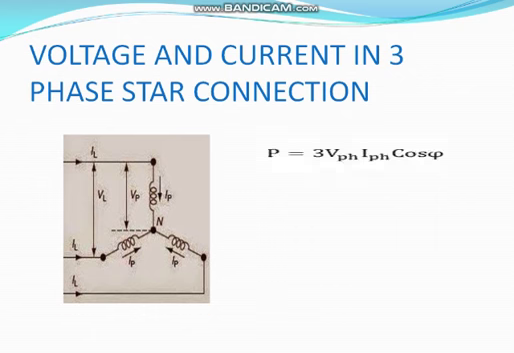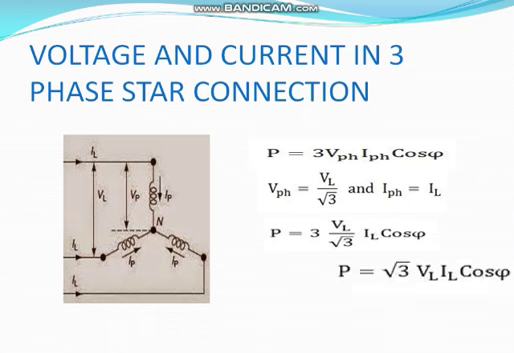Now the relation from the circuit. We can measure the active power, that is equal to 3 into phase voltage into phase current into power factor, and the phase voltage equals line voltage by root 3 and the line current equals the phase current. And this is the active power, that is root 3 VL into IL into cos phi.